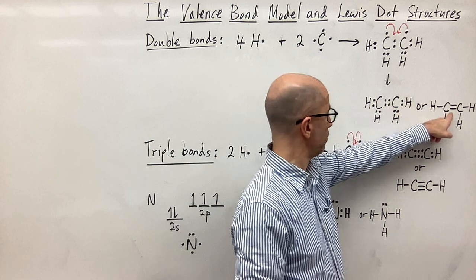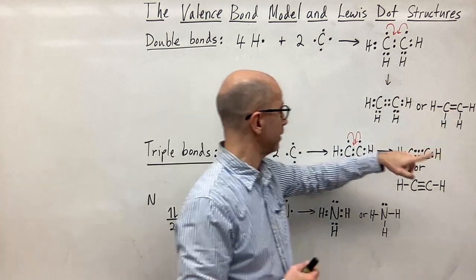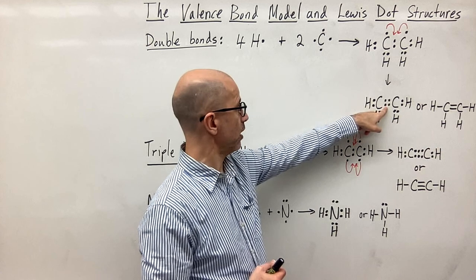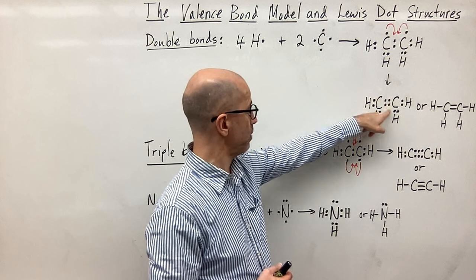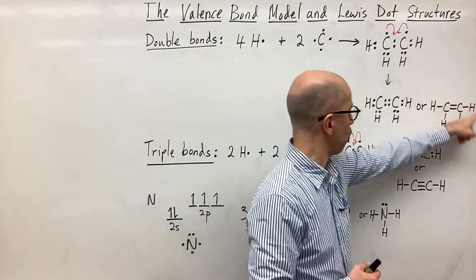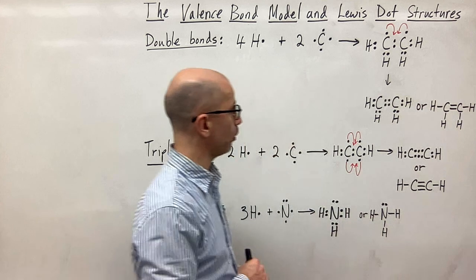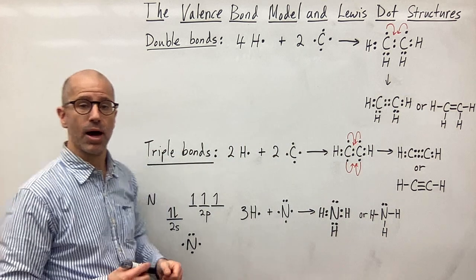And again, we can represent that as a double line, 1 line for each pair. So we have 1 pair, 2 pair. And so that is your structure. That's how you form double bonds using the valence bond model.